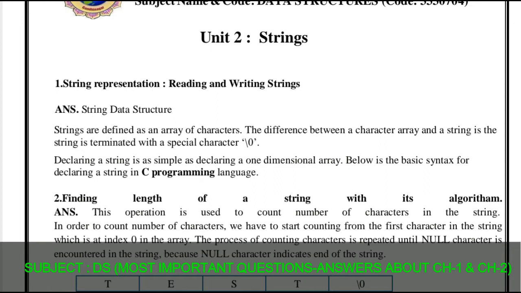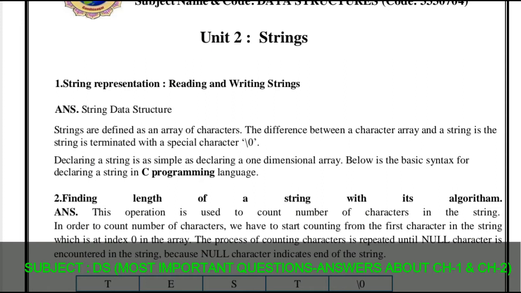So the declaration of a string is as simple as declaring a one-dimensional array. Below is the basic syntax for declaring a string in the C programming language. So this is nothing but normally the definition of string representation.